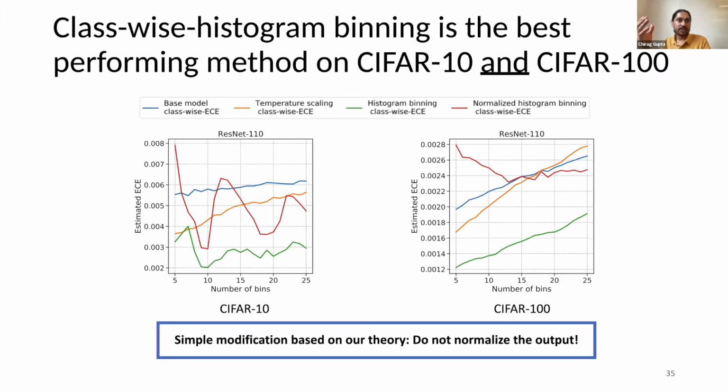Finally, we have results with class-wise calibration. And because we didn't go too deep into class-wise histogram binning, I won't spend too much time on this. But basically, for CIFAR-10 and CIFAR-100 across architectures, class-wise histogram binning just does better than every other method. And all of this is actually based on a simple suggestion based on our theory, which is: do not normalize the output of your class-wise calibrators. Treat them as L different calibrators. Don't normalize in the end. And the red curve here is the normalized version, and that's just way higher than everything else.